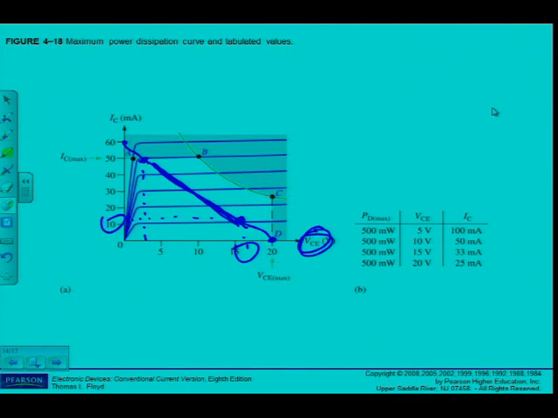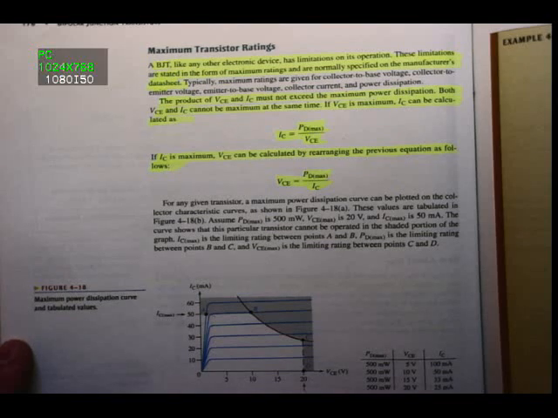Alright, so then I can calculate. If VCE is maximum, IC can be calculated as IC is equal to PD max divided by VCE, and then if IC is maximum, VCE can be calculated by rearranging, so VCE is equal to PD max divided by IC, as we can see there in the textbook. Okay, also then there's an example there.